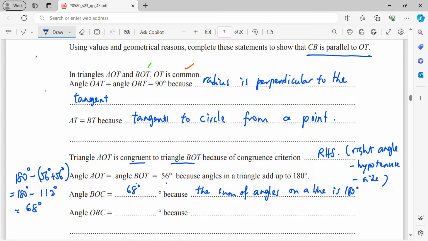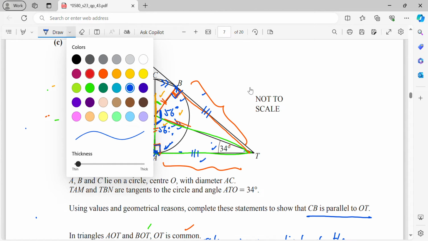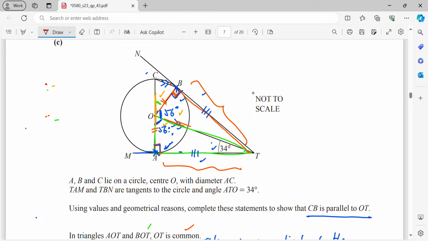Now angle OBC. So where is angle OBC? It means it's this part, OBC here, the red color. So how much is the red color?